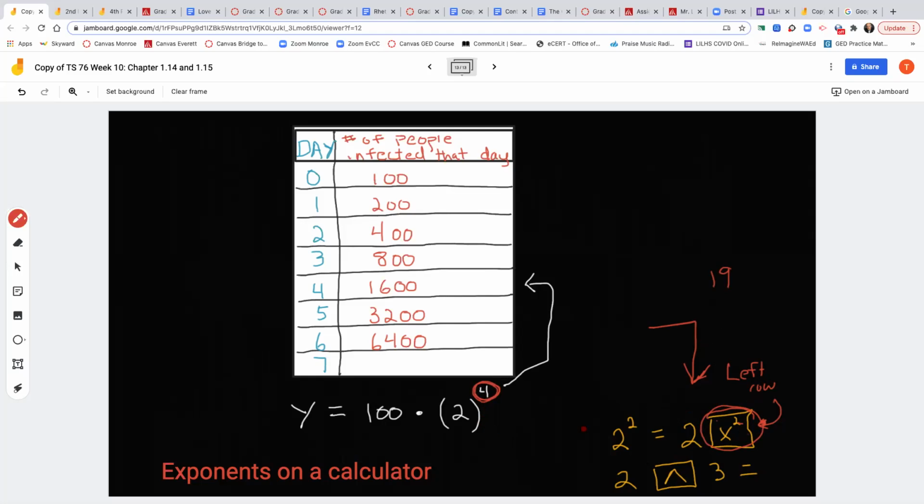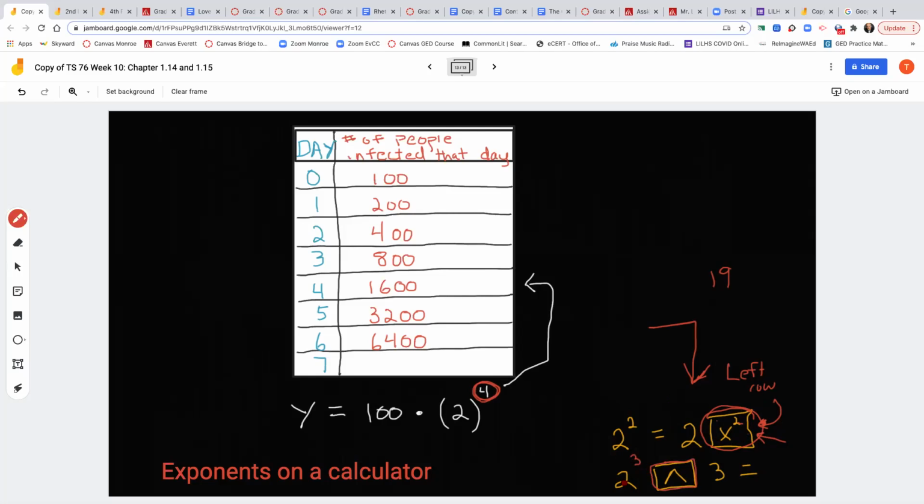Okay, right underneath that key on your calculator, no, it's right above it, excuse me, right above it is a key that looks like this one right here. It's right above the squared key, okay? And so if I wanted to do 2 to the third, for instance, here's what I would do.